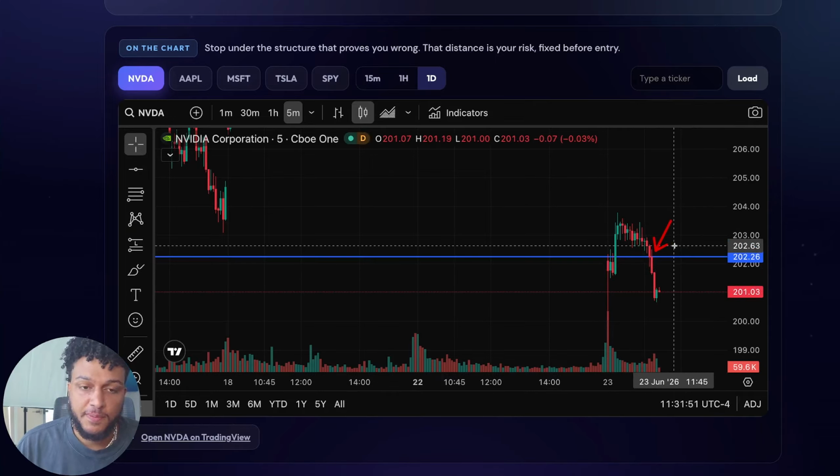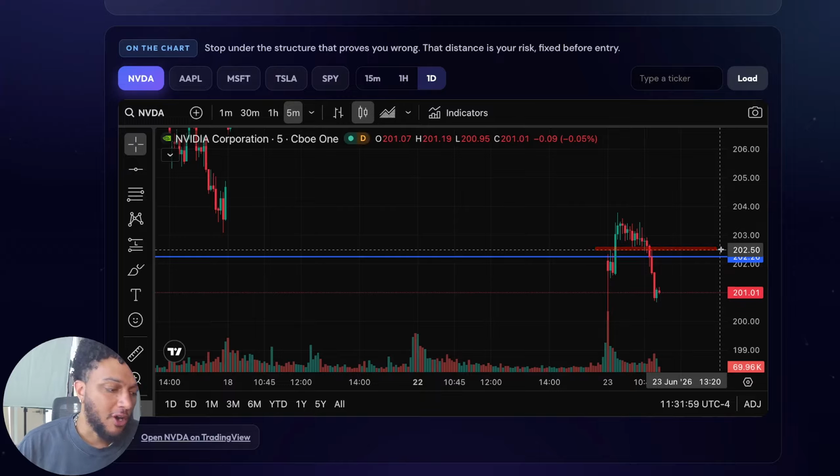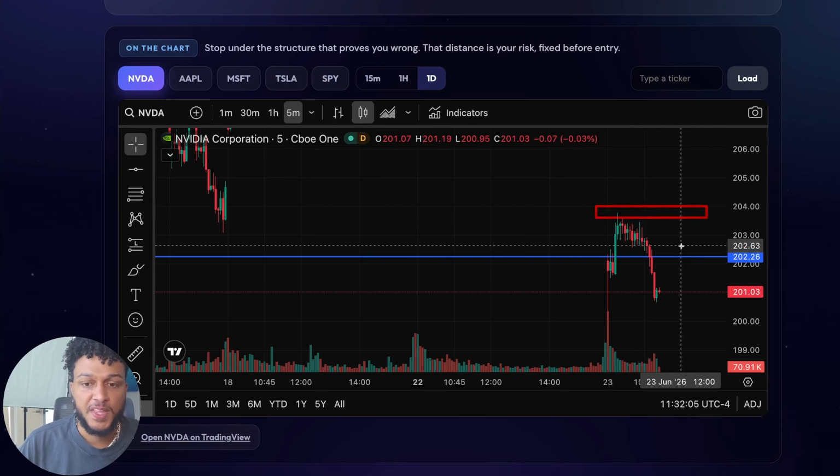To define my risk here, you have two options. You can put your stop loss slightly above the key level, like 202.50, for a pretty tight stop loss. Or, in some cases, if I want a wider stop loss, I'll put it above the most recent swing high, which would be up here at 203.78. You can open up your risk a bit more if you have a bigger portfolio or want to take more risk in the trade.